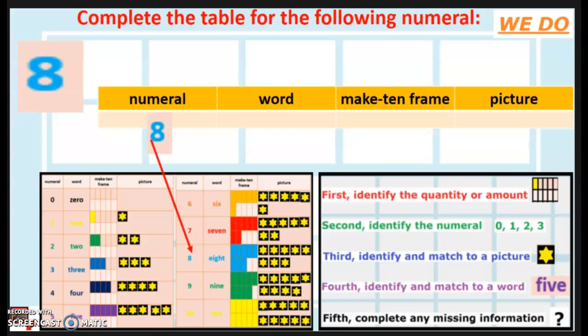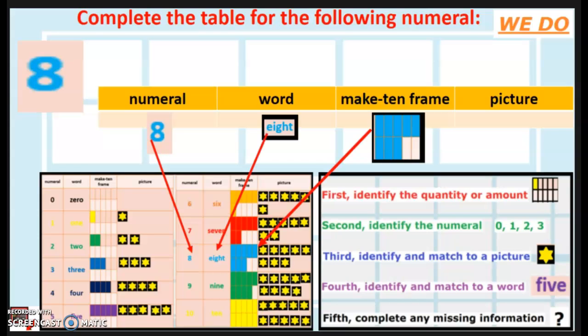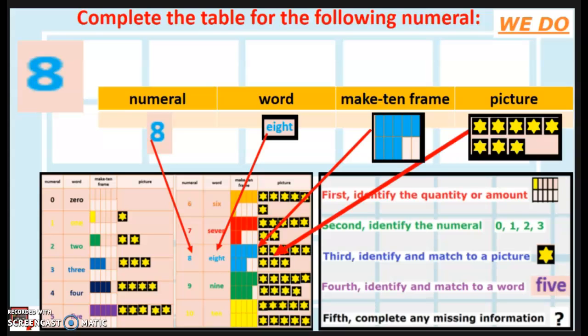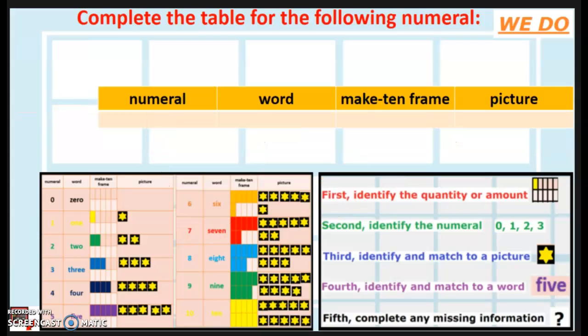Alright, so the numeral 8, right there in blue, the word, E-I-G-H-T. We have our make 10 frame with 5 on top and 3 on bottom, and the picture is similar to that. How'd you do? Next one's on your own, the numeral 9. Pause this video, complete the table, numeral, word, make 10 frame and picture, and come back to me.